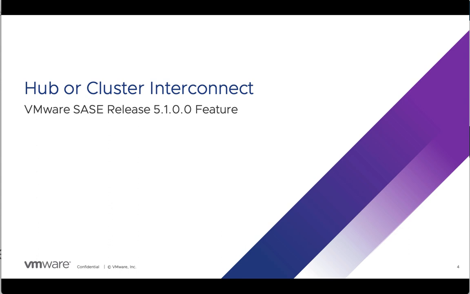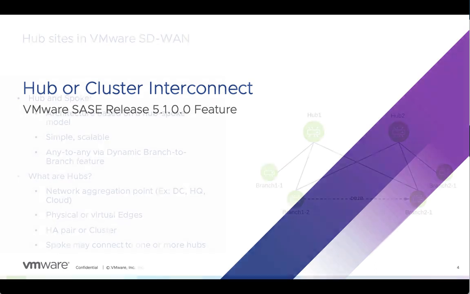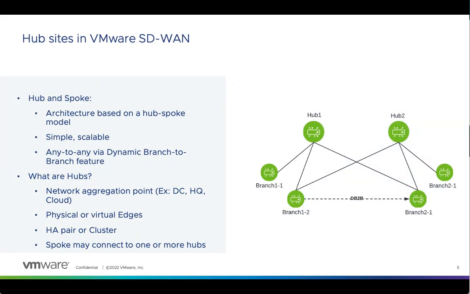Today I'd like to talk about a new feature we've introduced in our 5.1 software version called Hub or Cluster Interconnect. Before we talk about the feature itself, I'd like to provide a little bit of context around hubs and clusters for those who may be new to VMware SD-WAN. For simplicity and scalability, VMware SD-WAN is fundamentally based on a hub-and-spoke architecture, with advanced features like dynamic branch-to-branch tunnels addressing on-demand and any-to-any reachability.